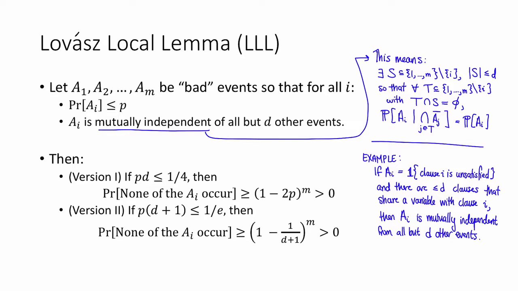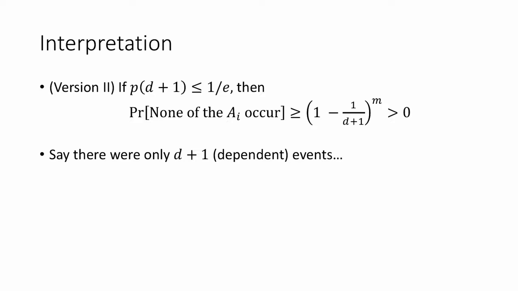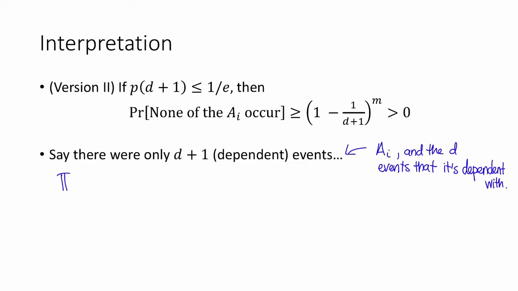Let's take just a moment to interpret this quantitative result. So let's focus on version 2. Suppose that there are only d plus 1 dependent events, say A_i and the d events that it's dependent with. Then the union bound argument that we saw at the beginning of this video shows that the probability that none of the A_i occur is at least 1 minus (d plus 1) times p, which is strictly greater than 0 if p times (d plus 1) is strictly less than 1.